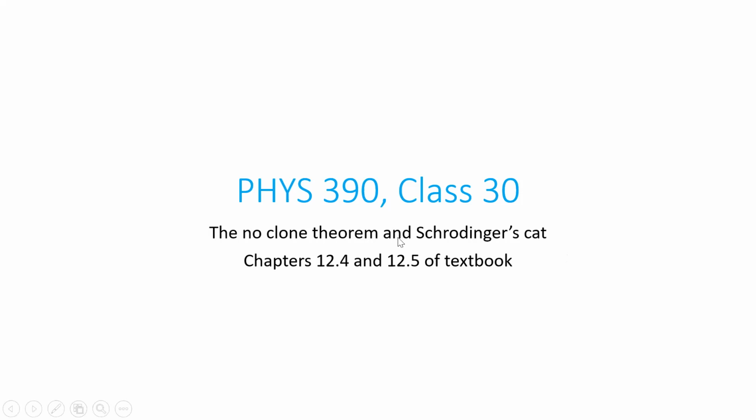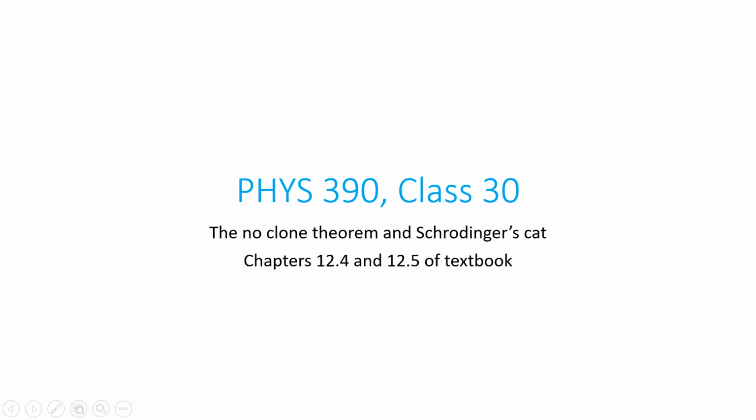So we'll explore that. We'll also explore Schrodinger's cat, which is a famous metaphor that Schrodinger came up with to describe what's called the measurement problem, the funny situation of measurement within quantum physics and quantum mechanics. Okay, so this comes from chapters 12.4 and 12.5 of the textbook.